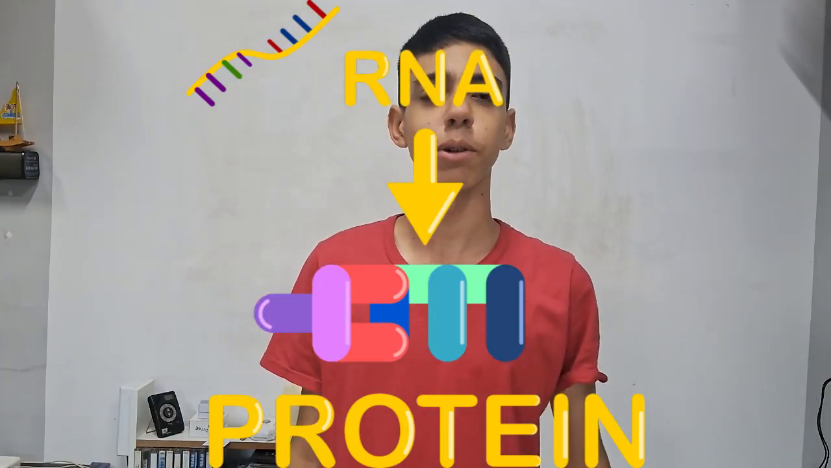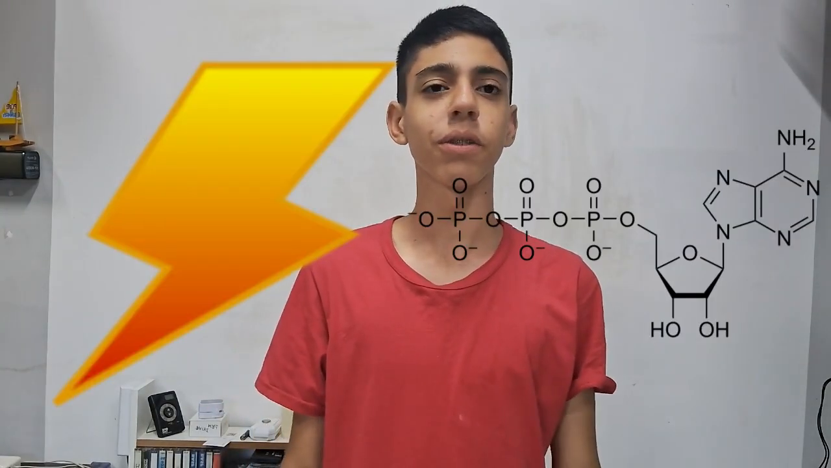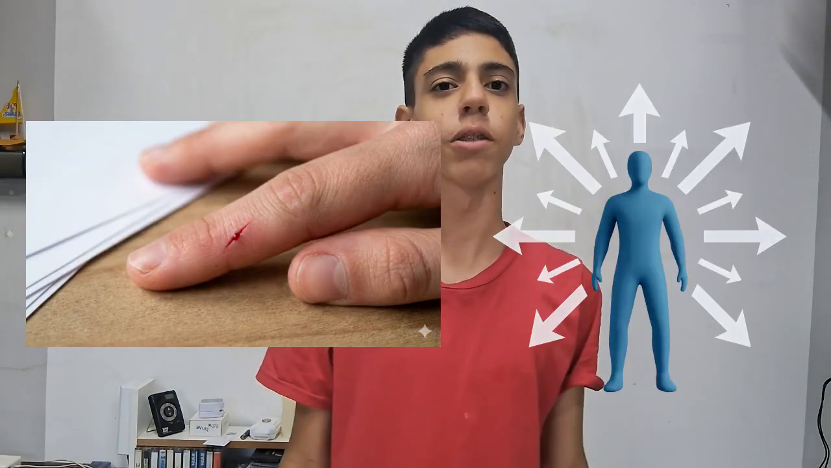Anabolism is the opposite. It is the process of building complex molecules from smaller ones, such as doing protein synthesis. This process requires energy, usually in the form of ATP. Examples of anabolism include tissue repair and growth.